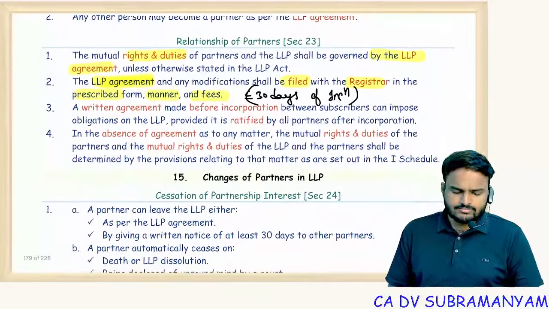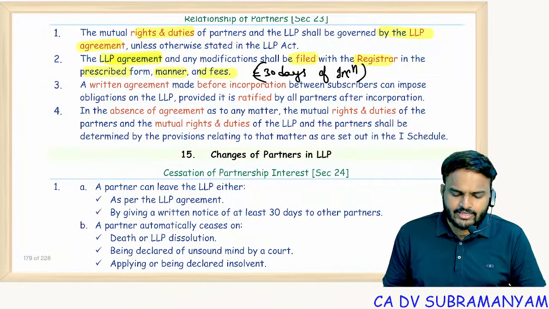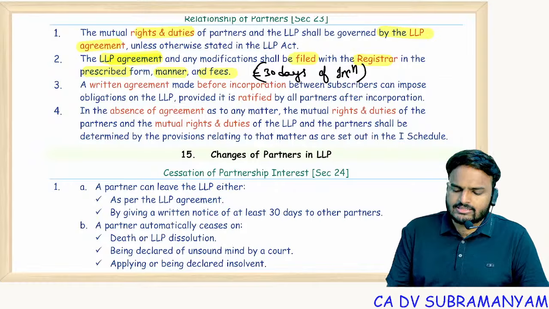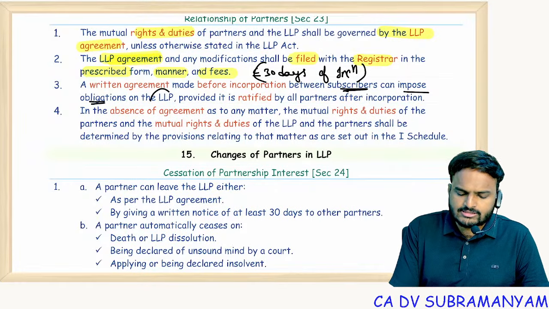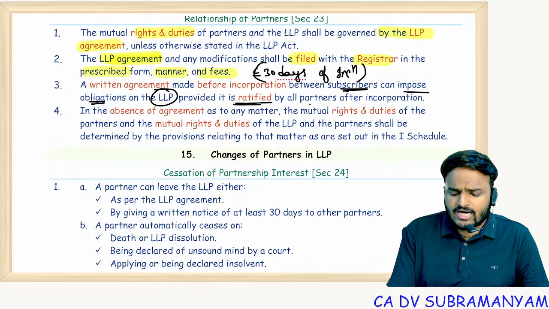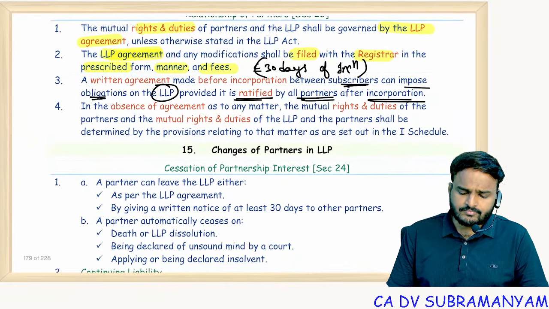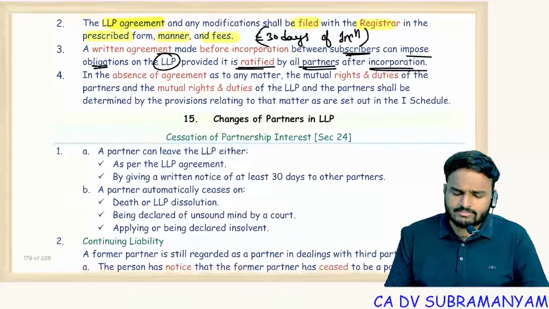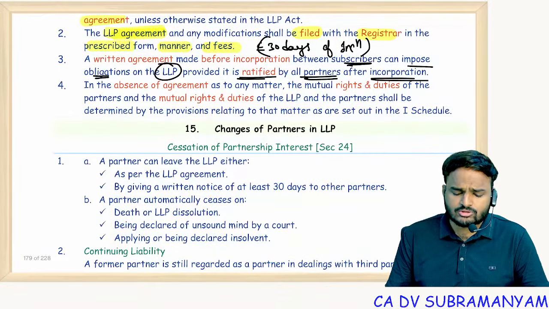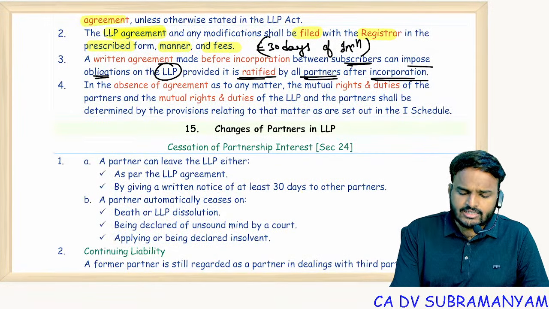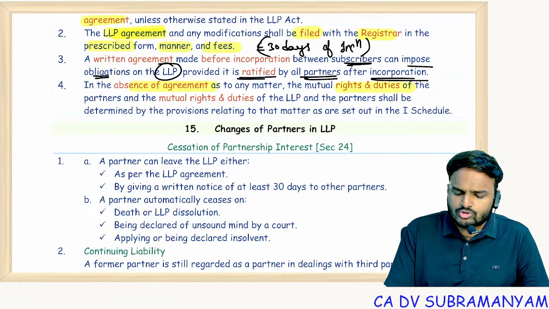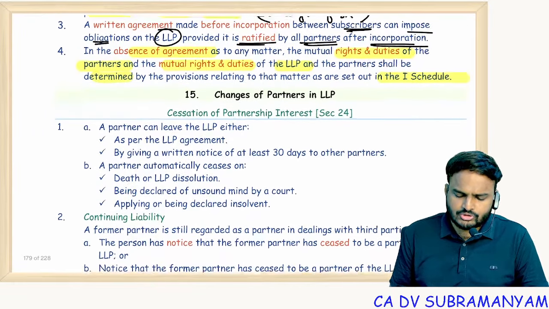A written agreement made before incorporation between the subscribers can impose obligations on the LLP, provided it is ratified by all the partners after incorporation. So pre-incorporation contracts can be ratified by all partners post-incorporation. In the absence of agreement to the contrary, mutual rights and duties of partners and the LLP shall be determined by the first schedule.